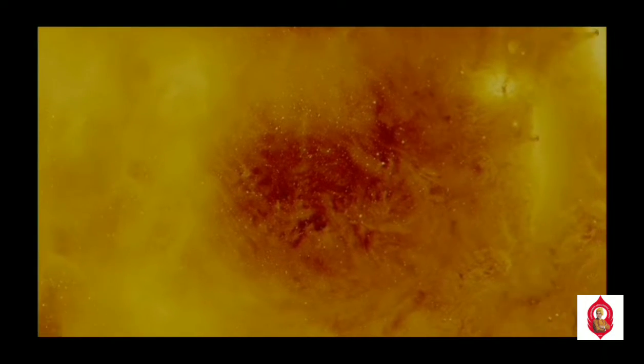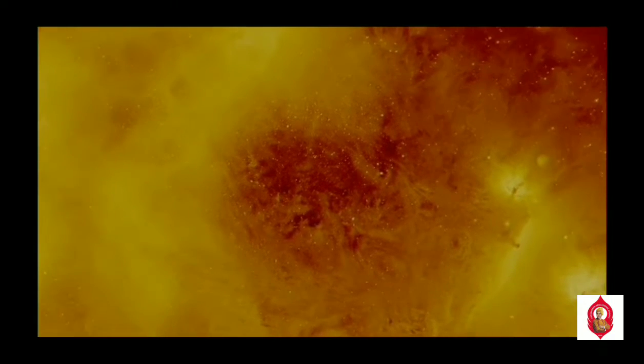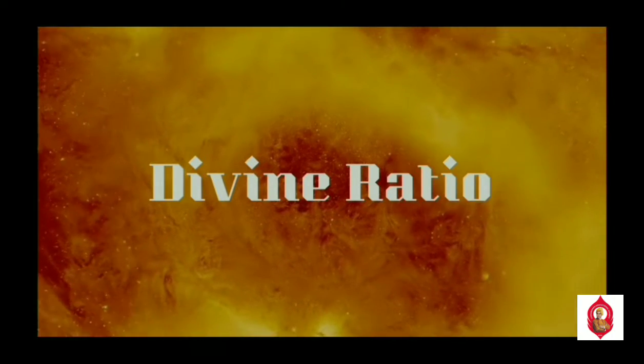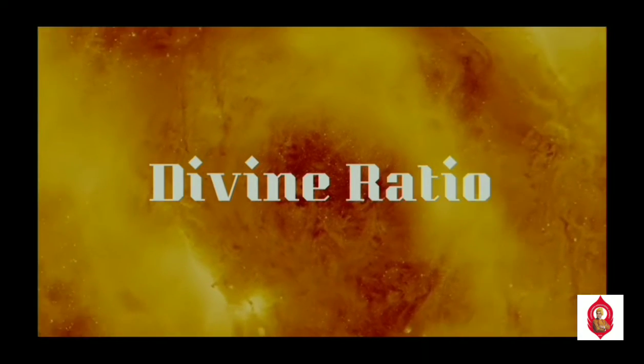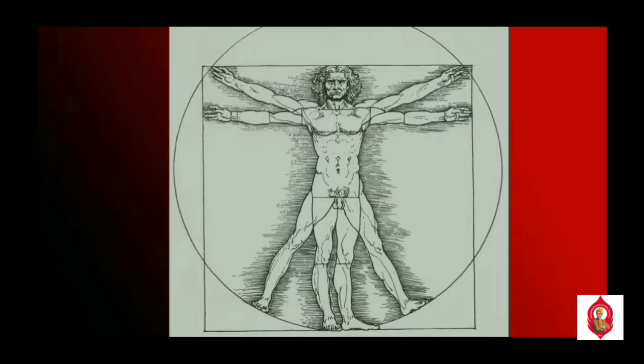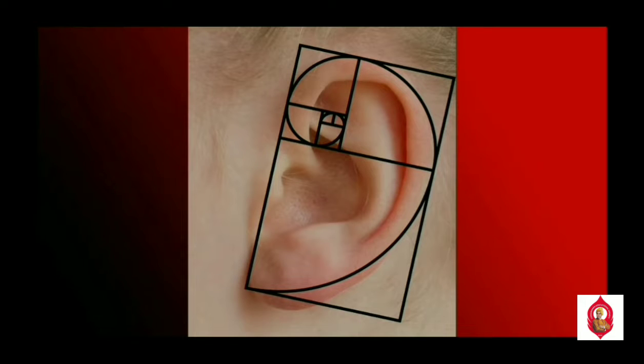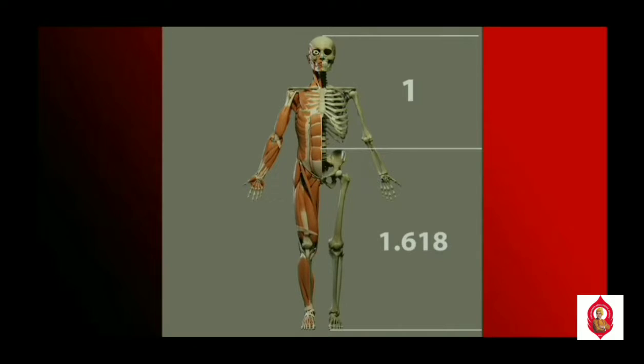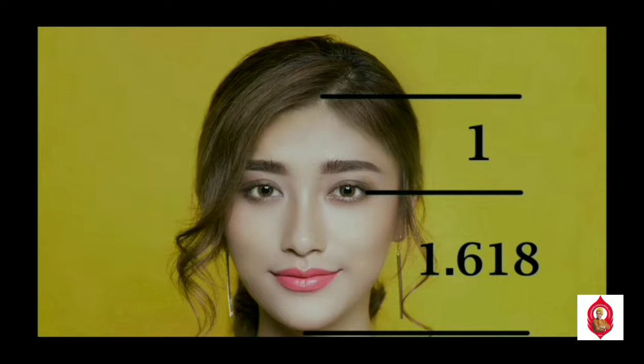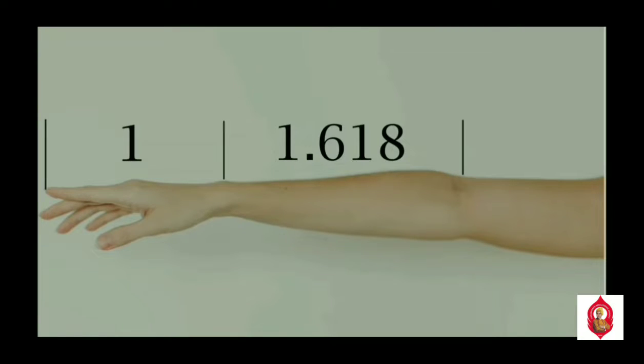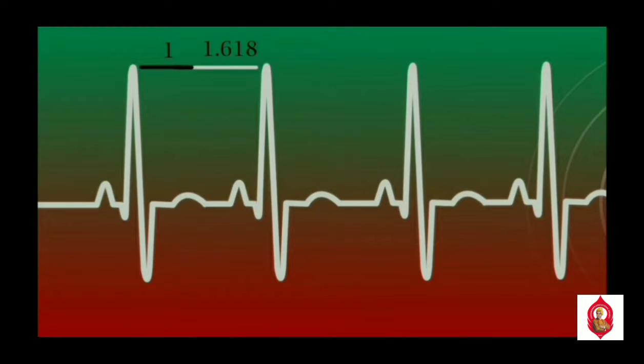People think that this ratio is used by God to create nature, so it is known as the divine ratio. This amazing ratio is also in our body, from our internal organs to external organs, even in our heartbeat. To be frank, this body is a replica of the golden ratio.